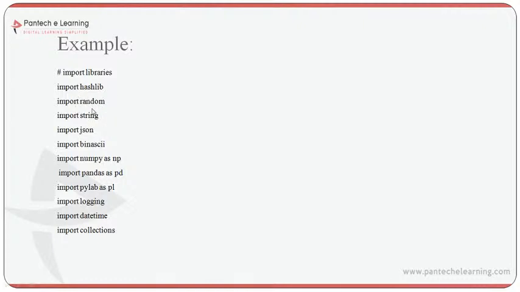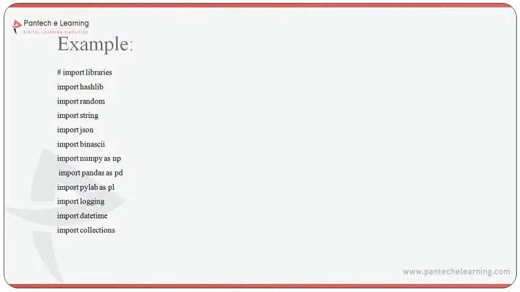It is called random, and then string. Whatever string functions I want to use, I am importing this library. And JSON. What do you mean by JSON? JavaScript object notation. I am going to store everything in the form of key value pairs. JSON is like a dictionary. Whatever transactions are being carried out, I am going to store in the form of a JSON object, that is JavaScript object notation.